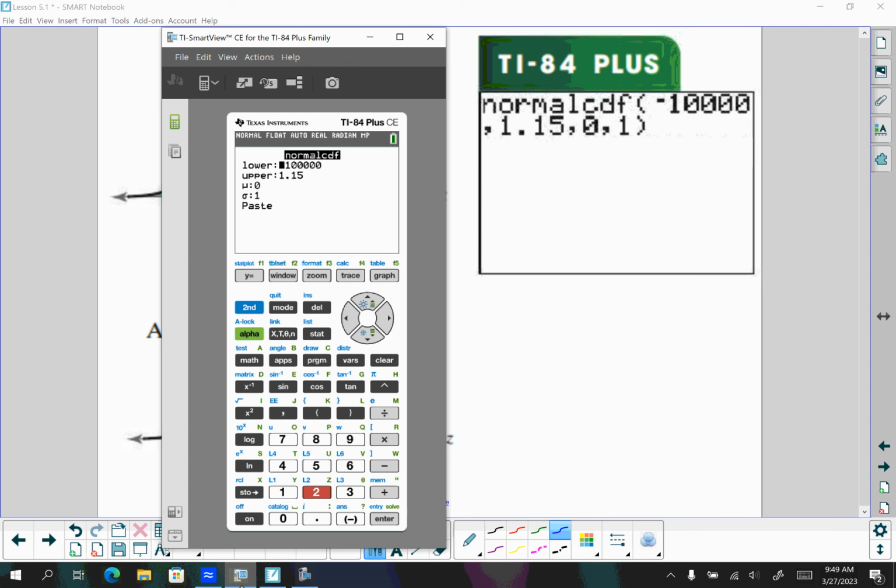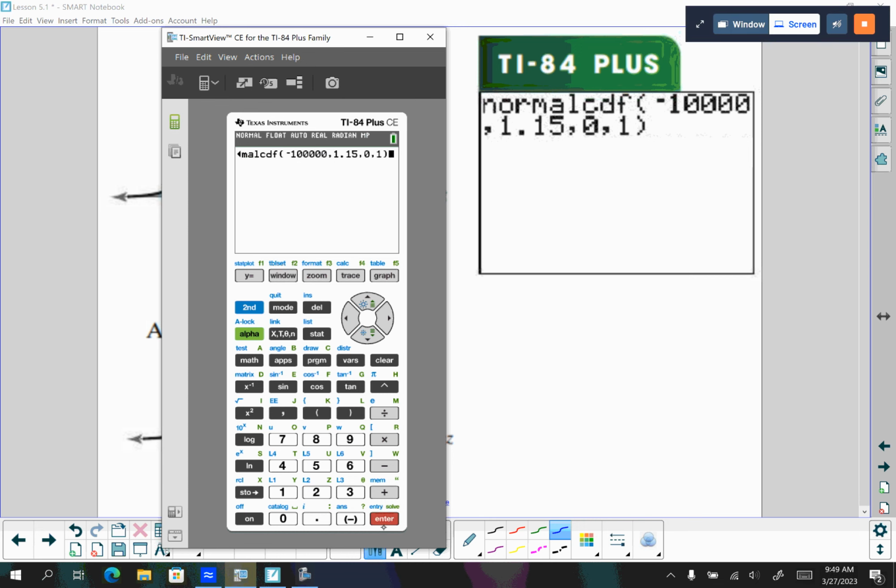And then the last 2 things, we just use our standard values. We have a mean at 0, that's right in the middle of our curve, and then a standard deviation of 1. And then if you hit paste, or just hit enter a few times, it'll spit out for you 0.8749, which is what we found before, but then you get a few extra decimal places with it.